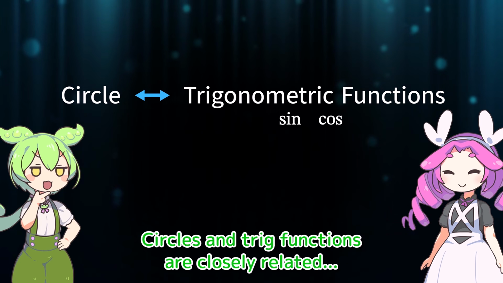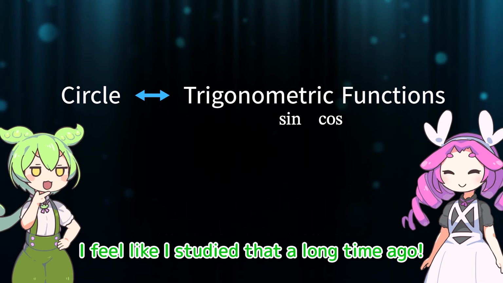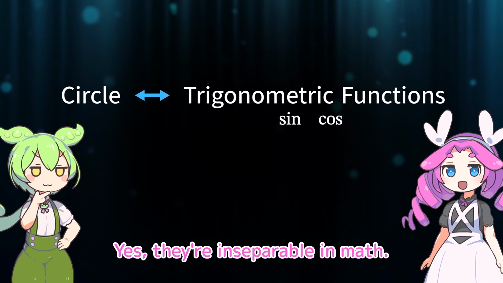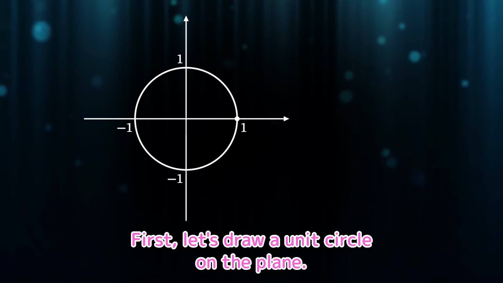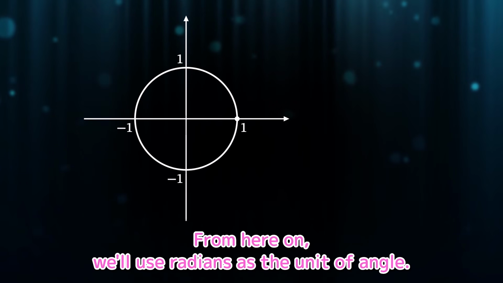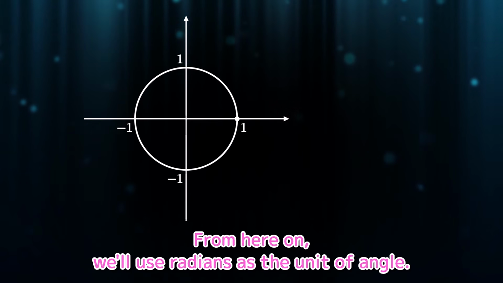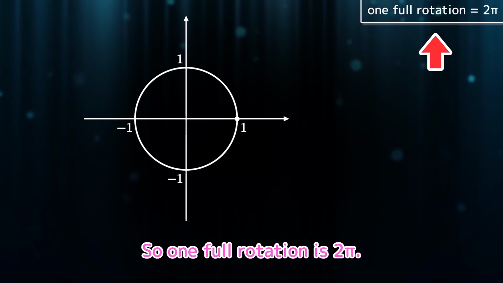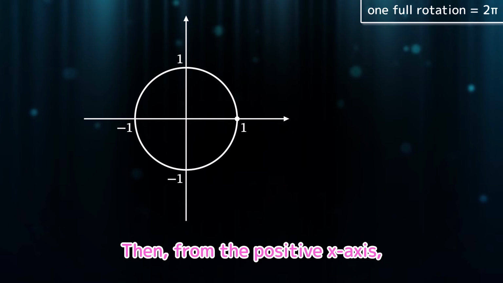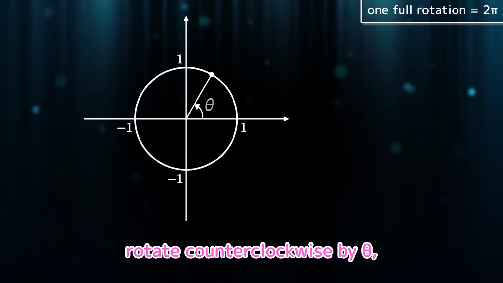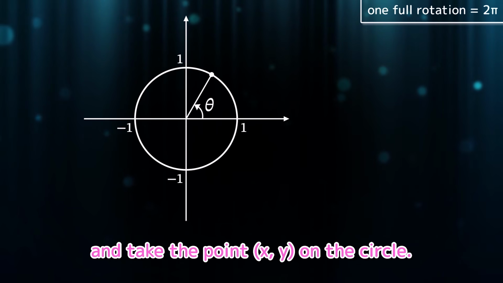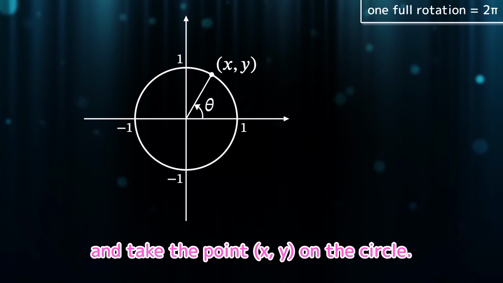Circles and trig functions are closely related. I feel like I studied that a long time ago. Yes, they're inseparable in math. First, let's draw a unit circle on the plane. From here on, we'll use radians as the unit of angle. So one full rotation is 2 pi. Then from the positive x-axis, rotate counterclockwise by theta, and take the point x, y on the circle.